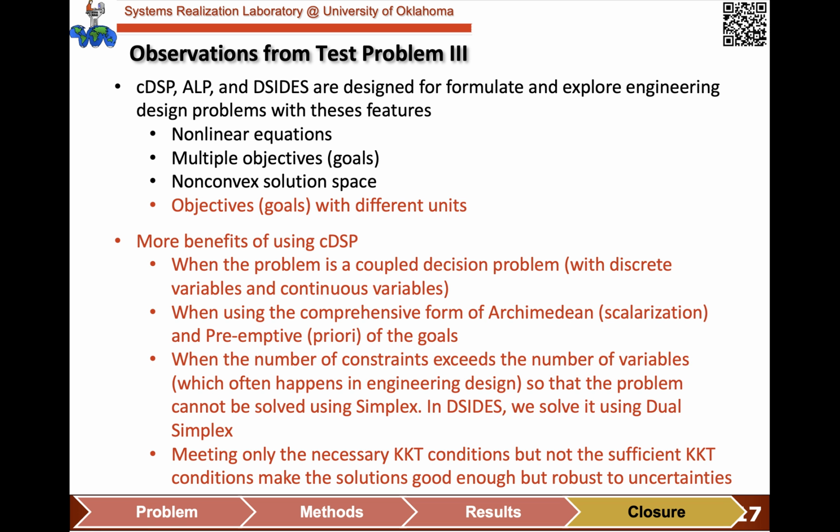So from test problem 3, we can further observe that the objectives with different units can be managed using cDSP, and there are more benefits of using cDSP that I do not cover in this talk, but I will introduce in later talks. When the problem is a coupled decision problem, which means we have both discrete variables and continuous variables, and in optimization it's named mixed integer programming, for cDSP, because of its benefit of managing the previous complexities, it can outperform mixed integer programming.